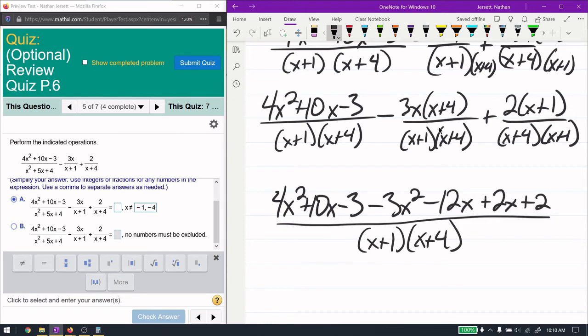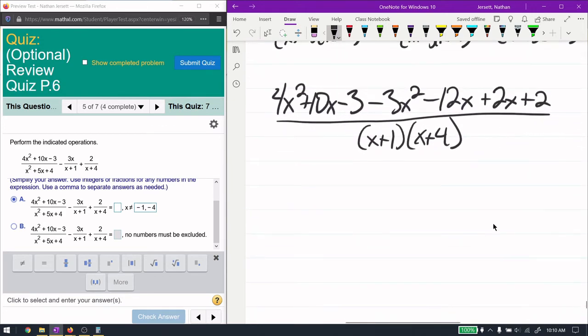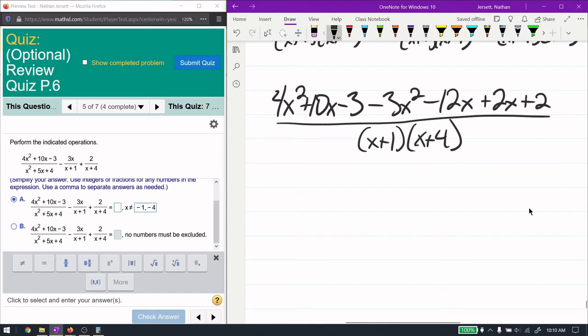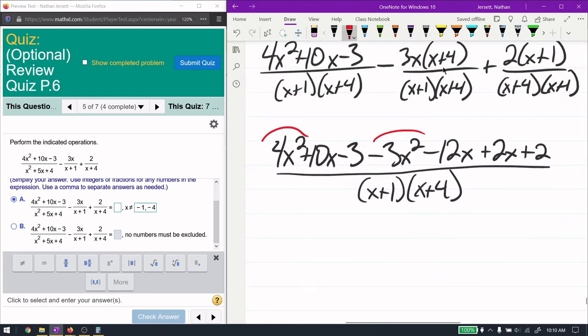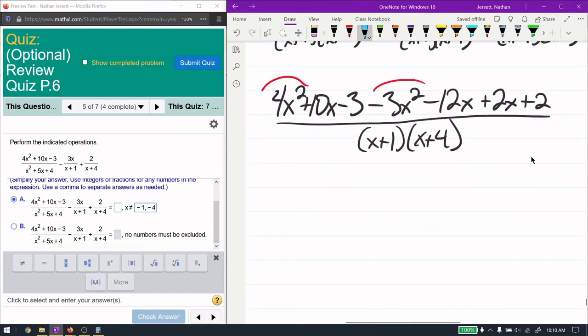Okay, now I can simplify everything down and then ask if I can factor it. So we have a 4x squared, 3x, and is there no x squared in that one? No, there's not. Then we have a 10x, a negative 12x, and a 2x, and finally a negative 3 and a 2. So we have 4x squared minus 3x is x squared. 10x minus 12x is negative 2x, plus 2x is 0. So the blues cancel. And negative 3 plus 2 is negative 1.